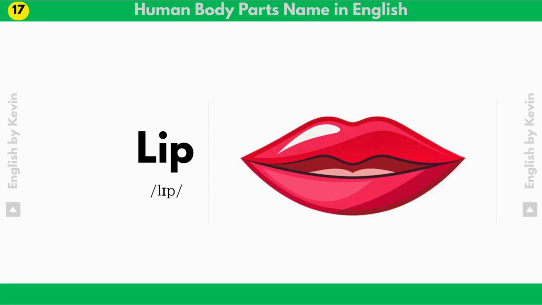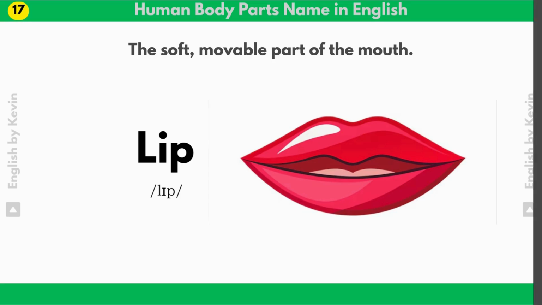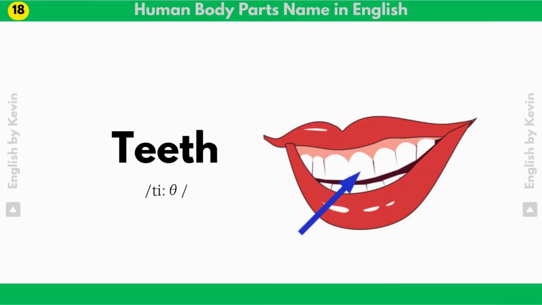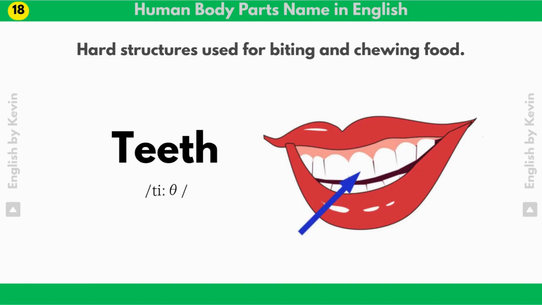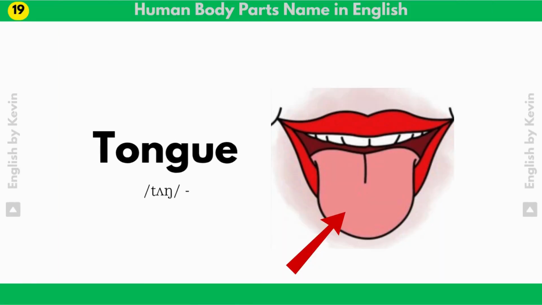Lip. The soft, movable part of the mouth. Teeth. Hard structures used for biting and chewing food. Tongue. The muscular organ in the mouth.